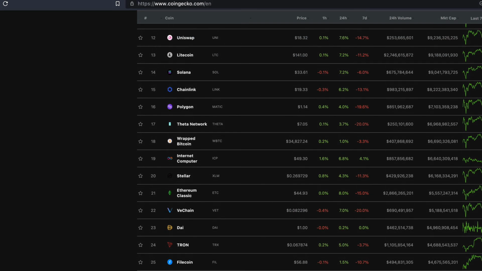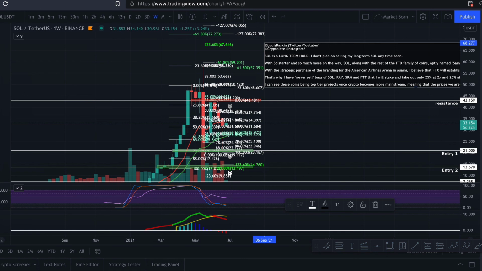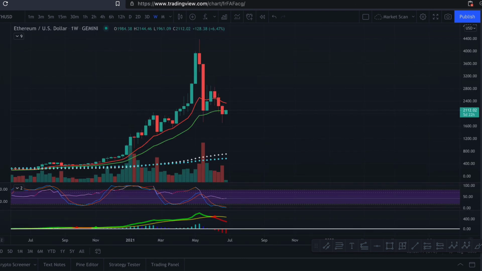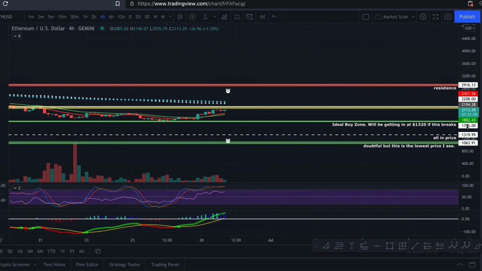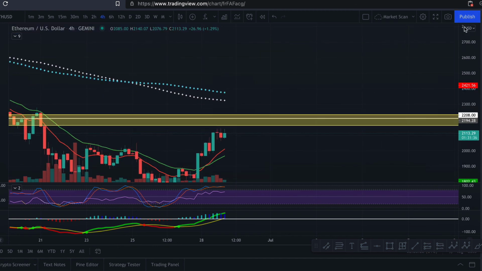Yeah, I did my TA on ETH. I'll show it to you, it's right here. I'm basically shorting everything right now. My short is in the yellow, which is where I'm loading up. I have a tiny short, and if it pops up here, I'm gonna short it more.